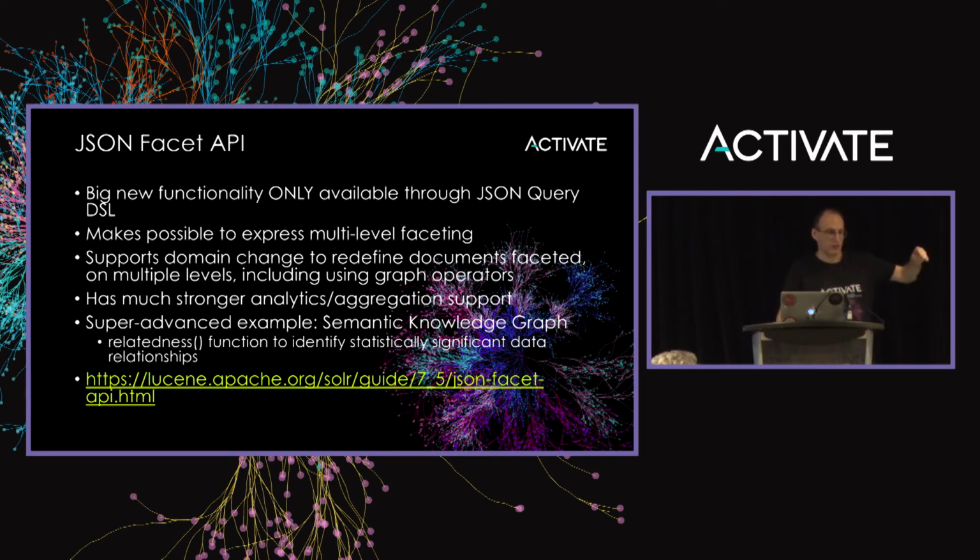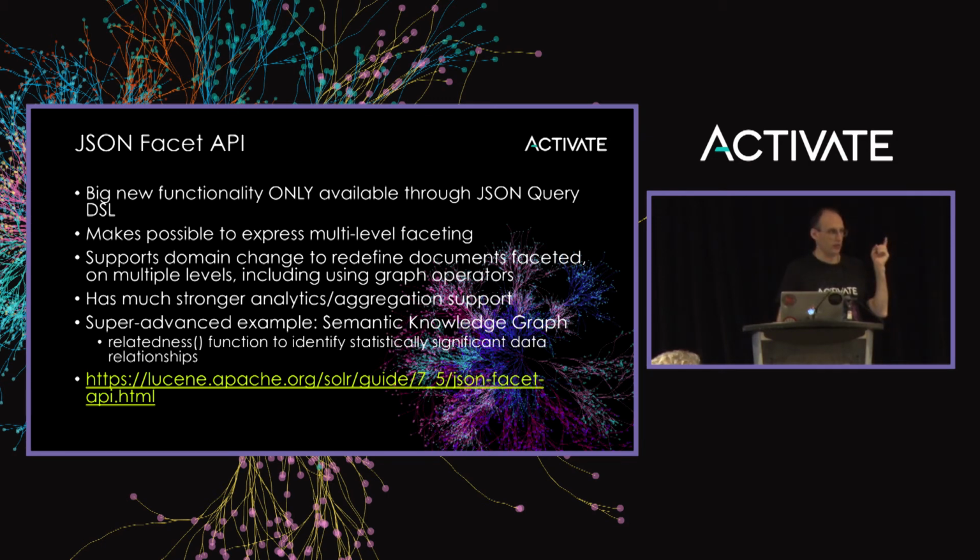Now that we have the JSON query DSL, we're building new functionality into that. The biggest one, and kind of the big first one, is the JSON facet API. It replaces the JSON facets we have, and makes it possible to express multi-level faceting. We sort of had 2-level faceting. You could do the pivot, but other things didn't work. Now we have that unified, and it's done through the JSON query. So that's a bright, shiny future.